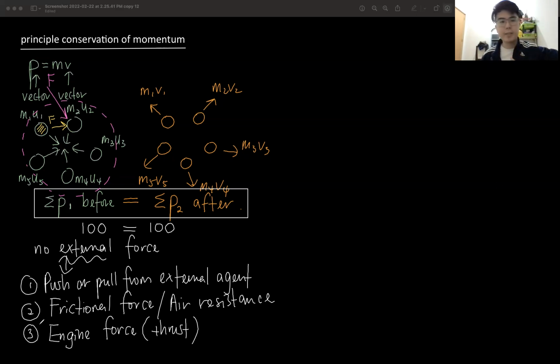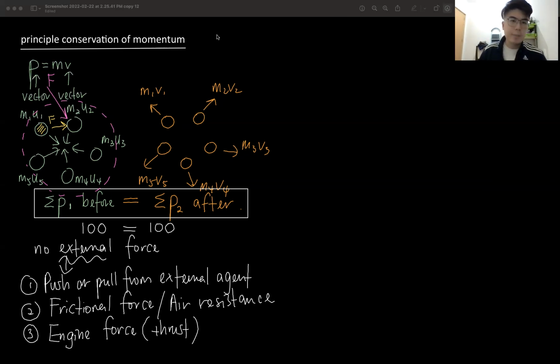Is gravity an external force? Gravity acts on every single object, correct? So the overall effect cancels out. So gravity, we do not count it as an external force in this situation, because every single body has gravity pulling it. So the overall effect just cancels out. Okay, the effect cancels out.